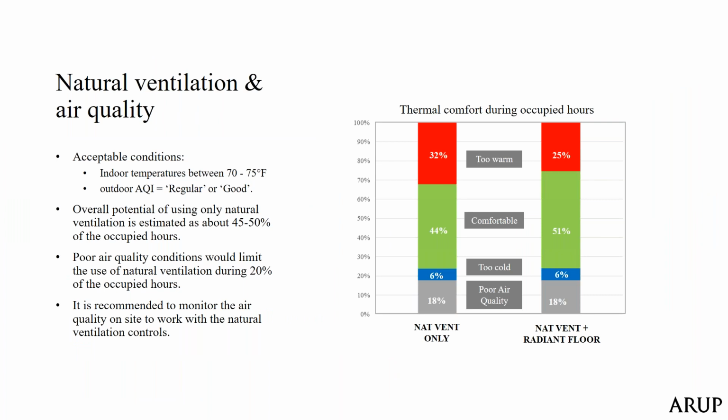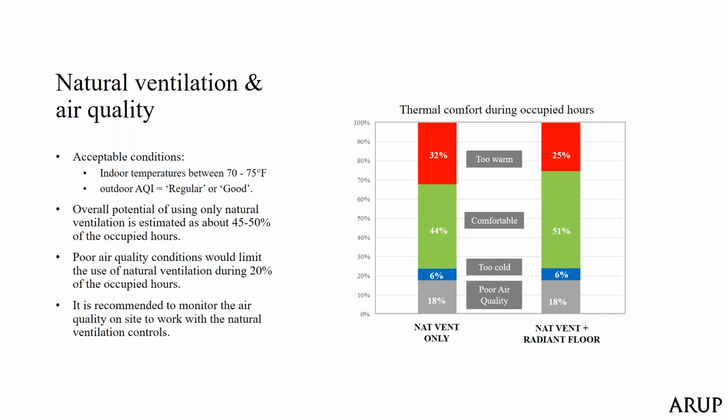So these are the results at the end. What we did was impose that we could only use natural ventilation when the indoor temperature was between 70 and 75, and the outdoor air quality was regular or good. One of the questions for the designers is, do we need a radiant system, and what's the advantage of actually having it? Is it worth having it for this application? So we compared the results with only natural ventilation and with also the radiant floor.